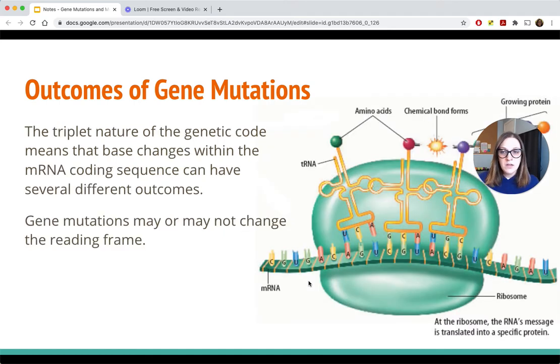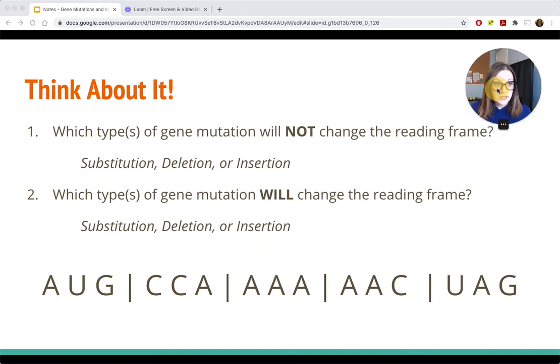So this triplet nature of the genetic code is really essential to maintain, and that's because remember that 3 letters at a time are read by ribosomes, and each one codes for amino acids. So if we alter or change these in any way, it may have a great impact on the amino acids that it codes for. So let's talk about how this works.